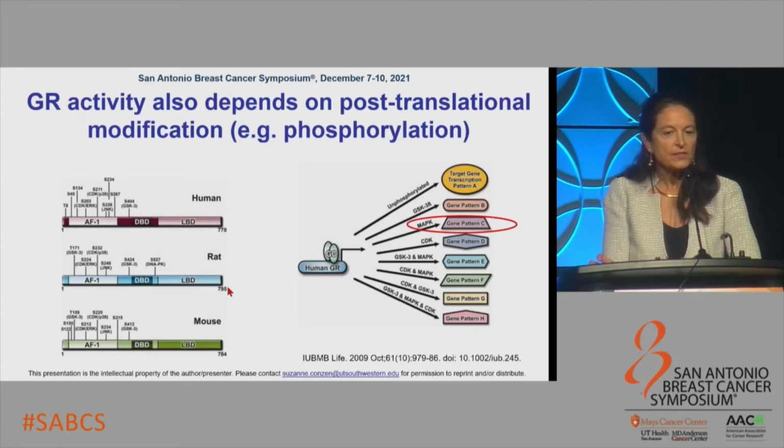The other important thing to know about glucocorticoid receptor activity is that it is highly dependent on phosphorylation. The domain of the glucocorticoid receptor, called the AF1 domain, is highly phosphorylated by a number of kinases, including the MAP kinases, CDKs, and also PI3 kinase pathway kinases. So it's important to remember that both ligand activation and phosphorylation activate this protein as a transcription factor in breast cancer.